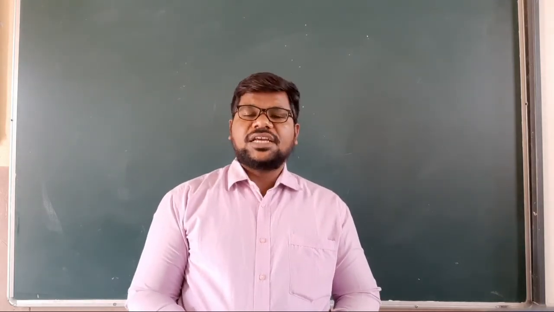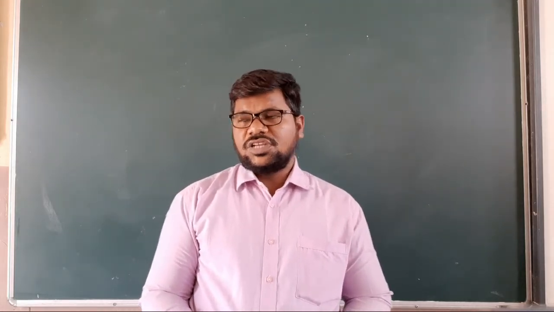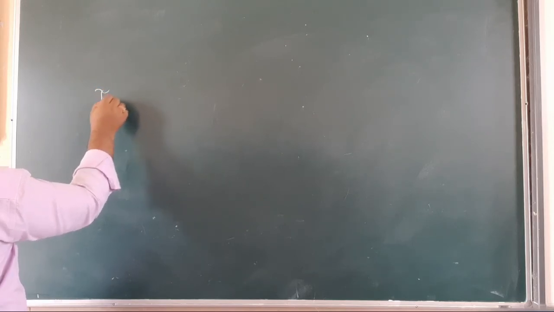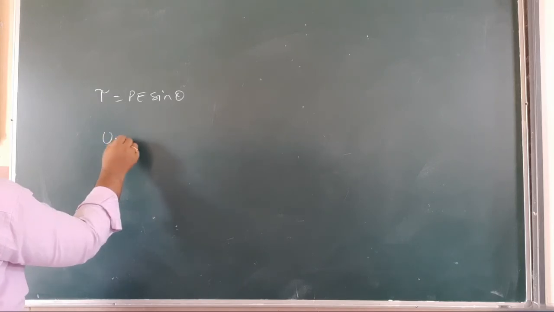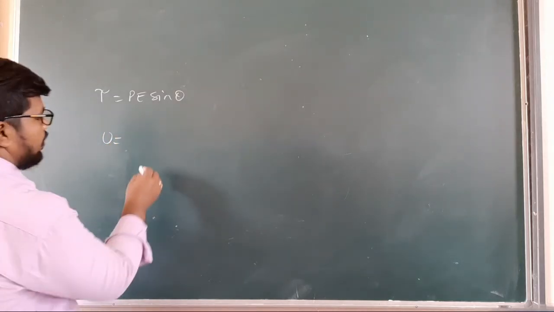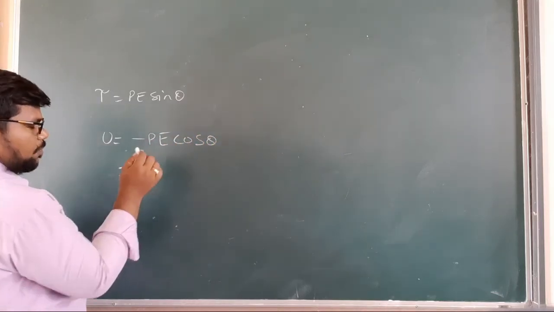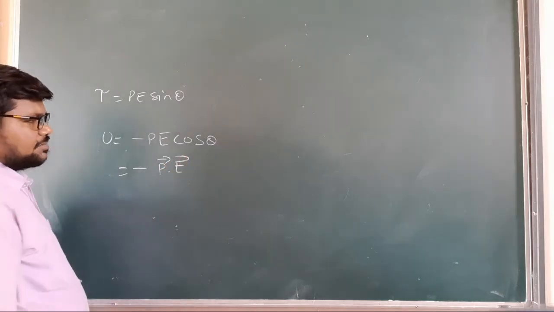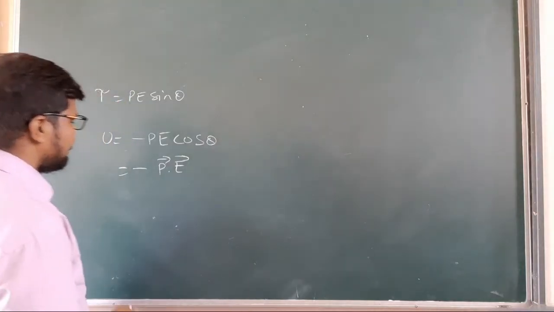Coming to the next question, this is a very simple theoretical question. What is the potential energy? We know that torque is equal to PE sin theta and potential energy is equal to minus PE cos theta. So the amount of work done we write as P bar dot E bar. Clear, my children?